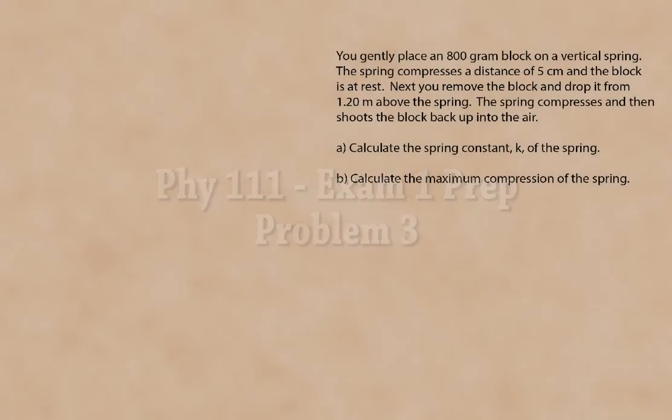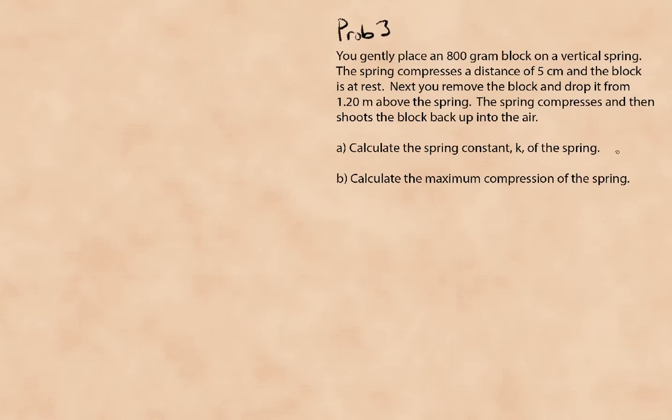Let's take a look at problem 3. It says you gently place an 800-gram block on a vertical spring. The spring compresses a distance of 5 centimeters and the block is at rest. Next, you remove the block and drop it from 1.2 meters above the spring. The spring compresses and then shoots back up into the air.